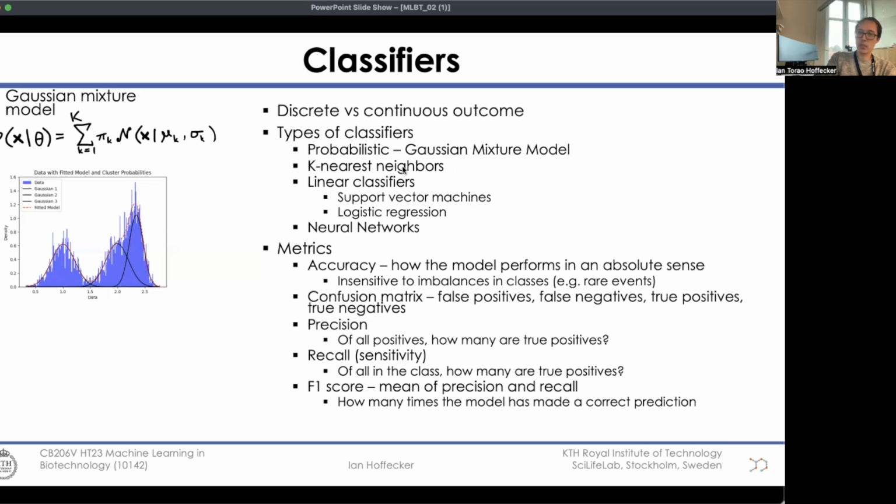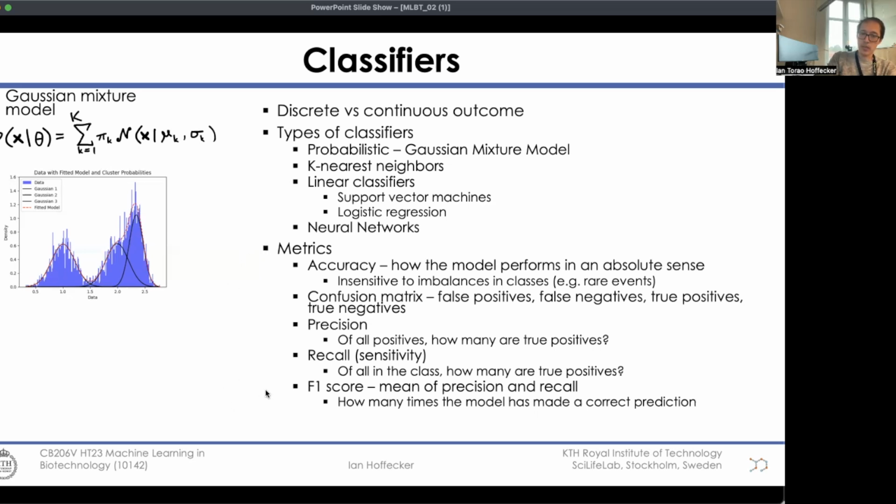And so this is a feature of all classification algorithms. So the Gaussian mixture model is an example of a probabilistic classifier. You have also k nearest neighbors, linear classifiers such as the support vector machine. And what we're going to talk about today, the logistic regression, is also a form of a linear classifier. And then neural networks are also frequently going to be used for classification problems. So we'll see those later.